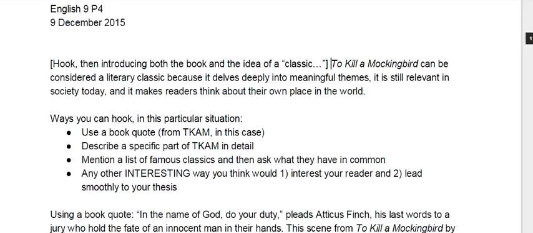You could describe a specific part of To Kill a Mockingbird in detail, and then segue into the idea of a classic. You can mention a list of famous classics and then sort of discuss what they might have in common. Or you can deviate from that. I mean, anything you want that's going to be interesting. The more creative you are, the better. But you just have to make sure you're trying to interest your reader and lead smoothly to your thesis.